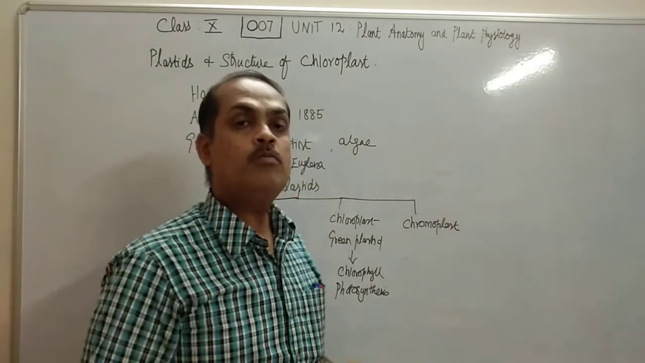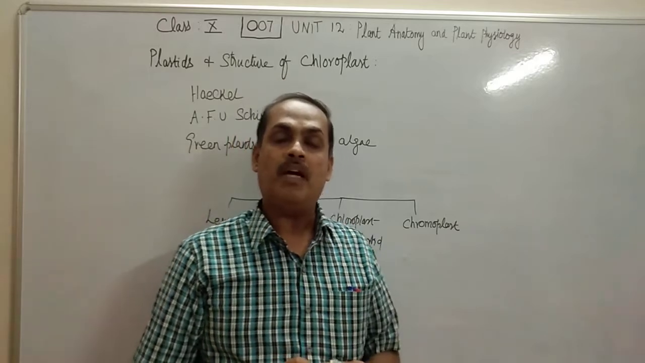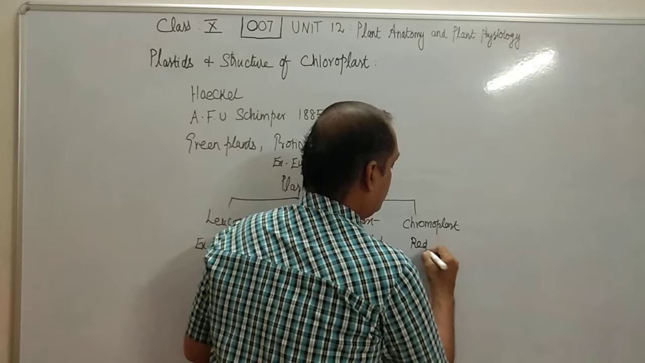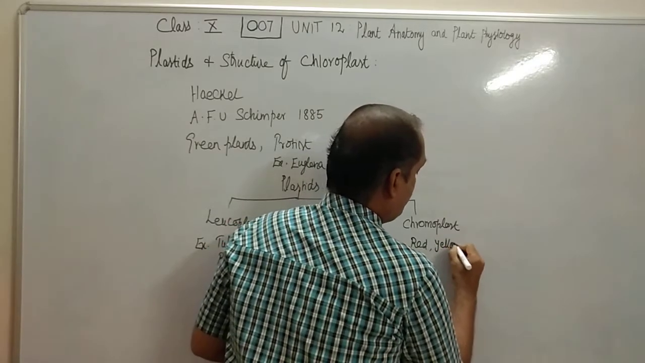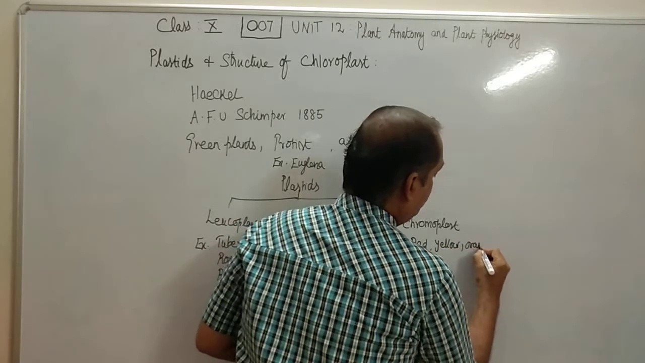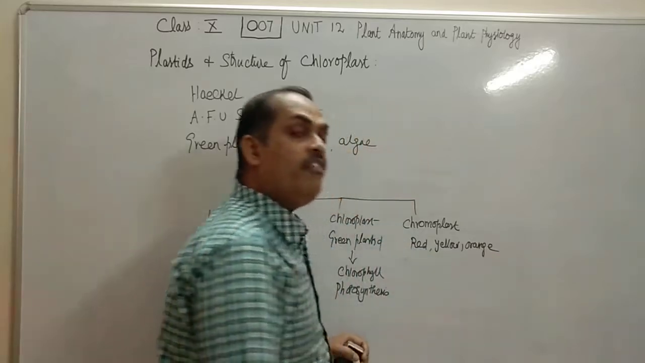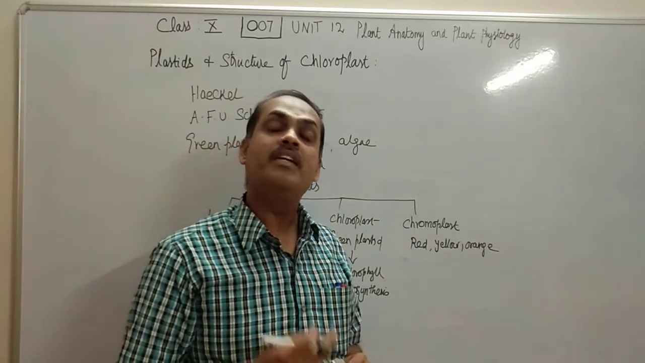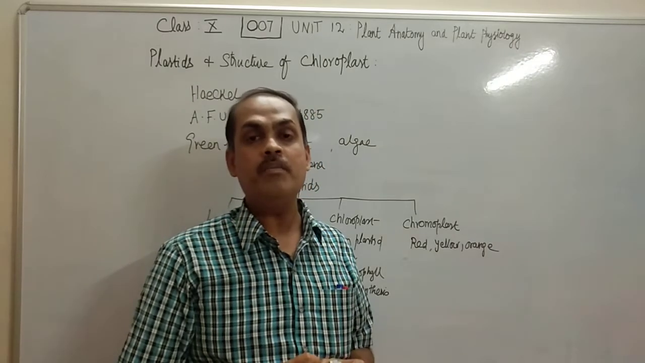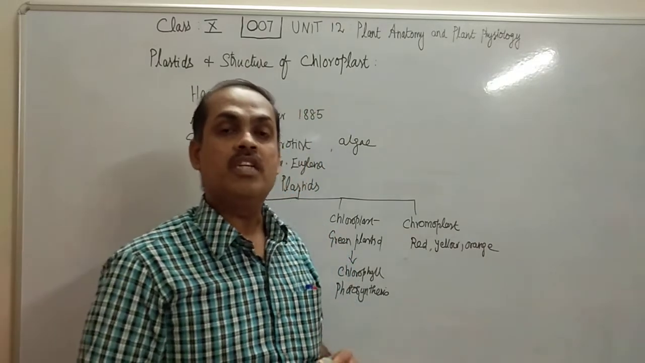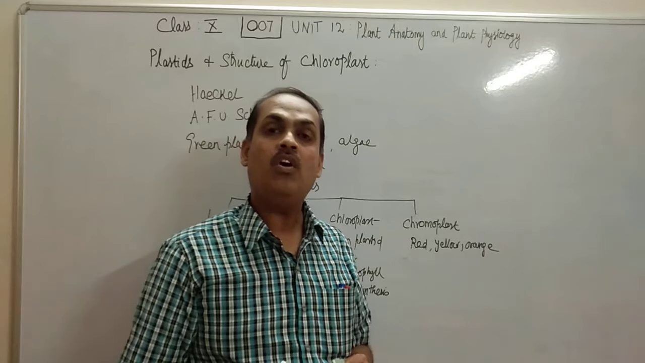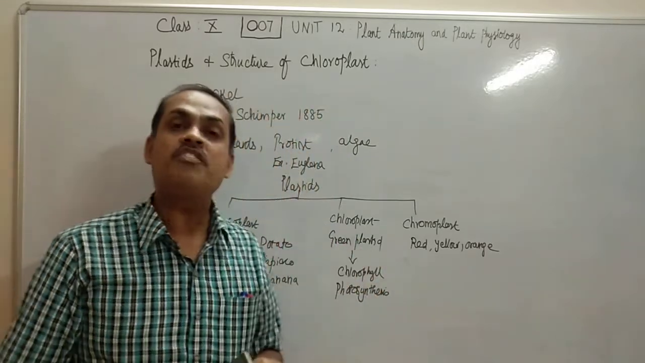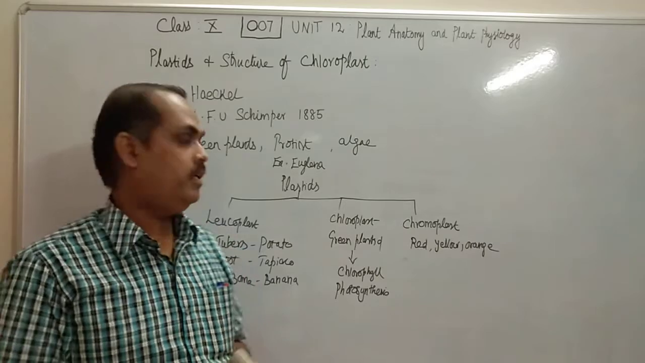Now the next one is chromoplast. They are also colored plastids, but other than green. They have red color, yellow, orange and so on. They are found in flowers, that is in petals, fruits and in certain variegated leaves of ornamental plants. Their function is to attract the insects for pollination. So this is the classification of plastids given by Schimper.